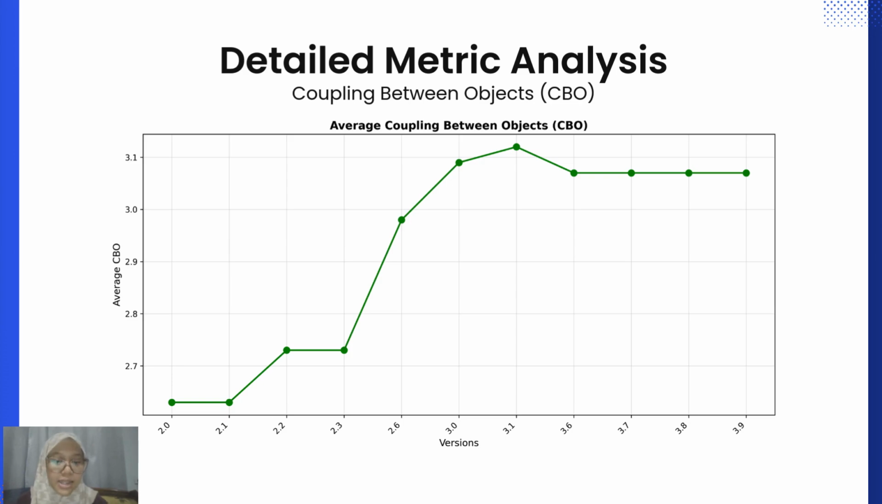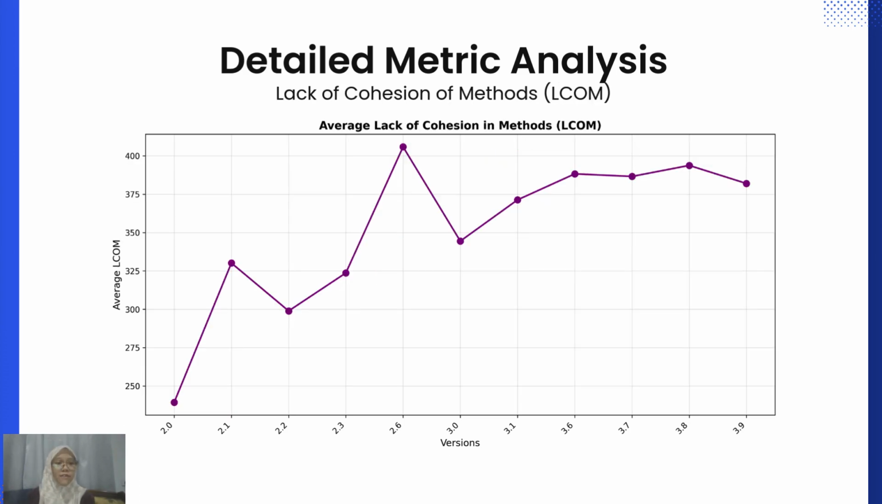For lack of cohesion of methods, overall it shows an increase of 59.6% from 239.35 to 382.00. The increasing LCOM trend indicates decreasing class cohesion over time. Higher LCOM values suggest that classes may be performing multiple unrelated responsibilities, which violates the single responsibility principle. This is a quality concern that may require refactoring.